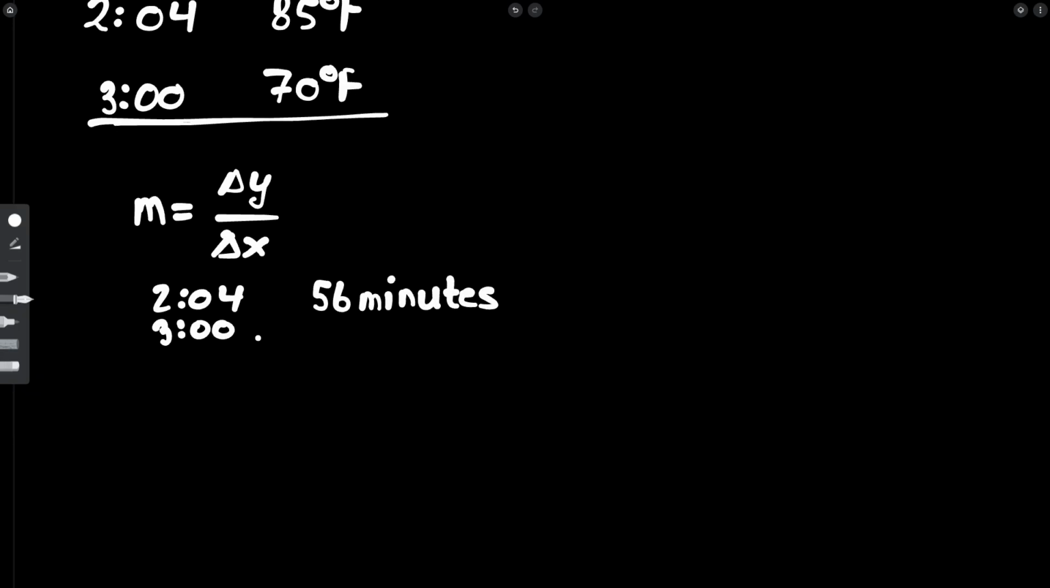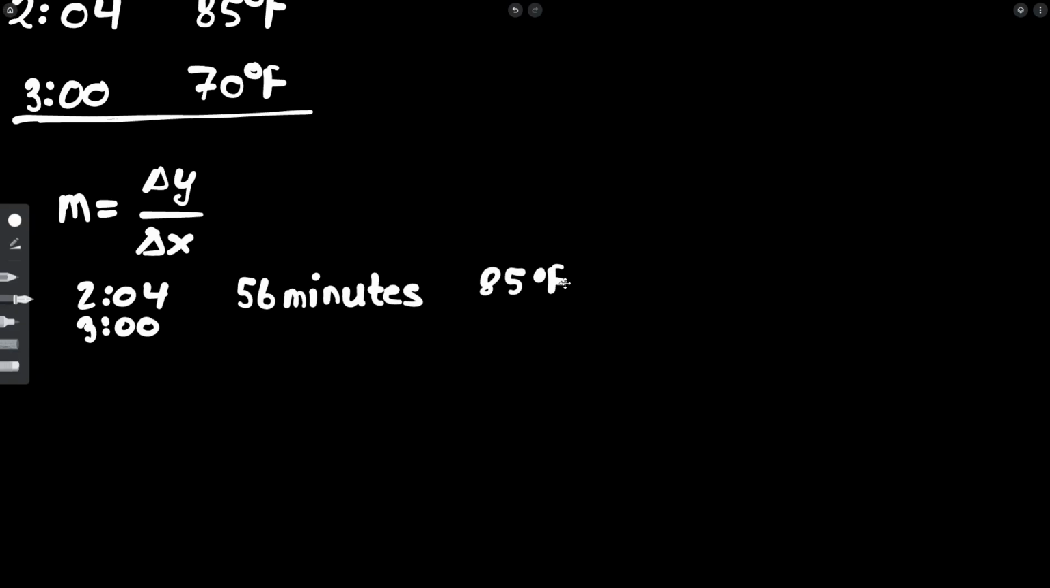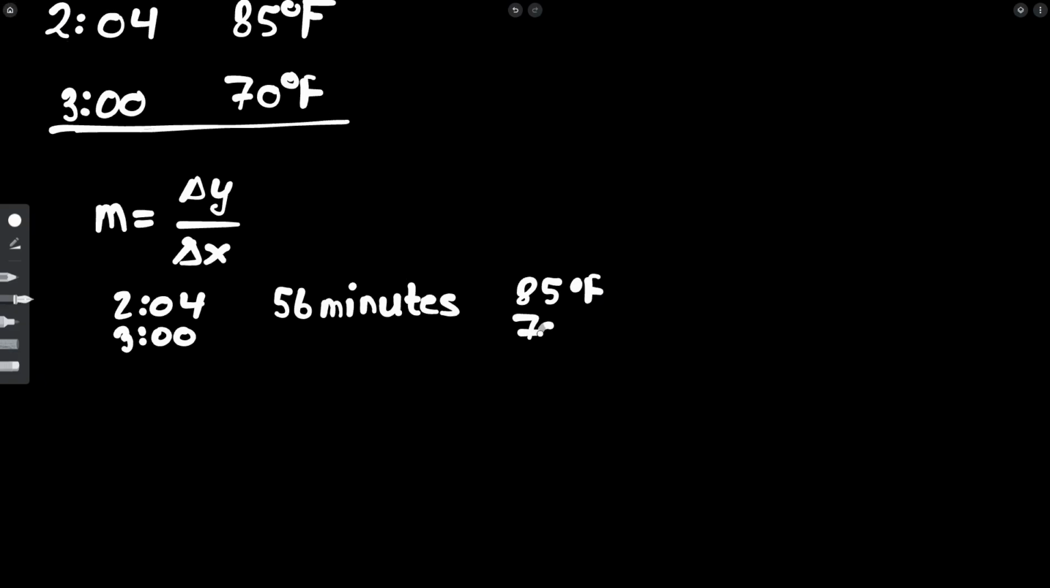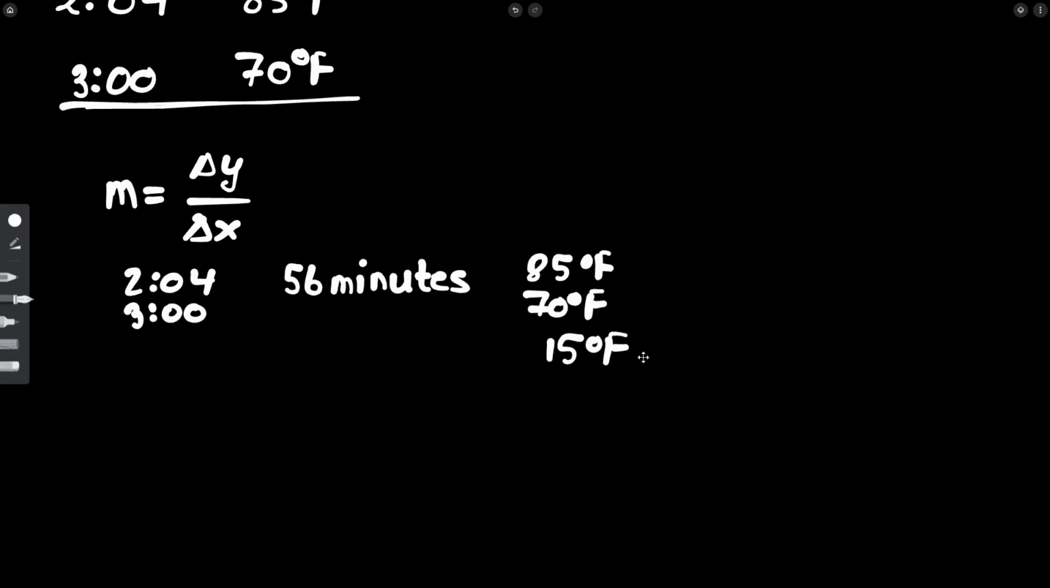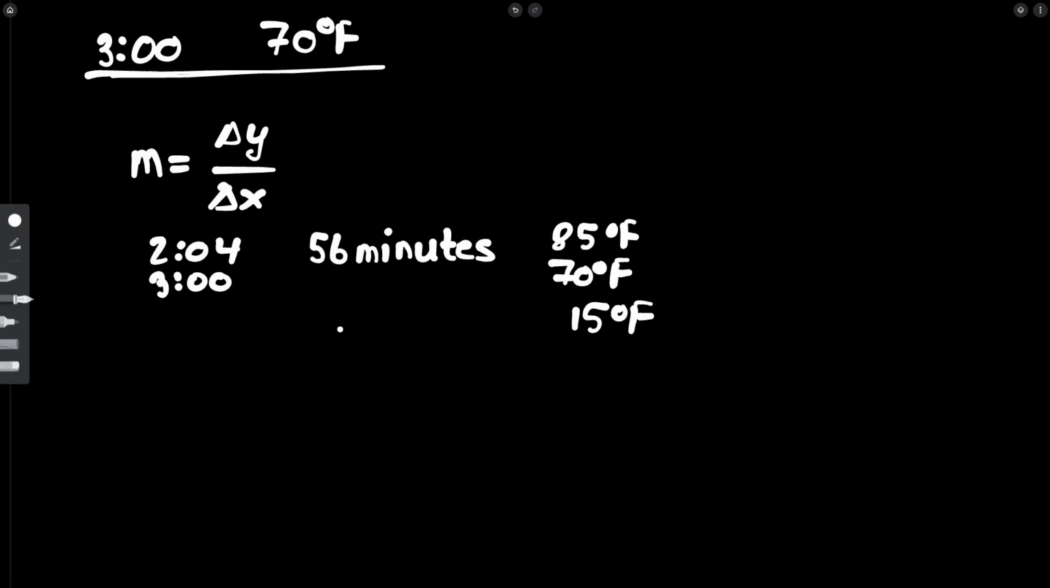And the difference between 85 degrees Fahrenheit and 70 degrees Fahrenheit is 15 degrees Fahrenheit. But it is very important to note that this, when we plug it into the function, will become negative 15. And I'll quickly explain why.